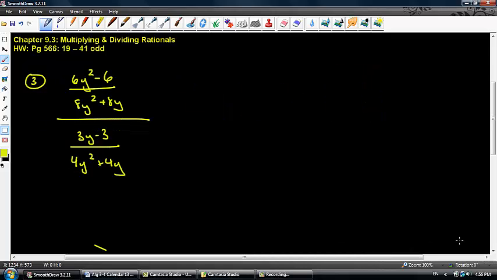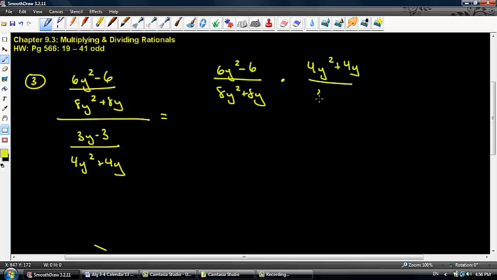And the last example is this problem here. Let's go ahead and just rewrite it in terms of something we understand. Times the flipped version of the bottom, so that's 4y squared plus 4y over 3y minus 3. Let's go and factor everything.